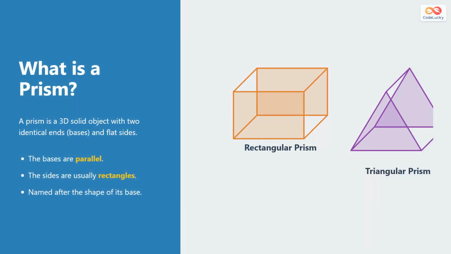First, let's define what a prism actually is. A prism is a three-dimensional object that has two identical ends, which we call bases. These bases are parallel to each other. The sides that connect these bases are typically rectangular. The name of the prism comes from the shape of its base, like a rectangular prism or a triangular prism.